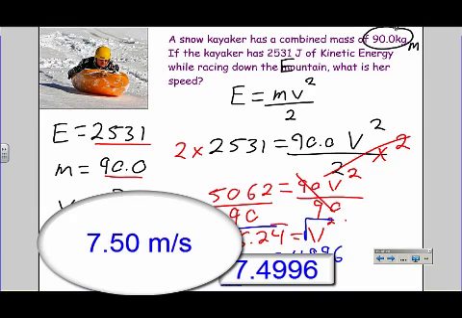7.50 meters per second. So when you're solving these equations, please do it in the way that you feel most comfortable. But we need to see a formula, we need to see the work, and we need to see the final answer with correct units and significant digits.